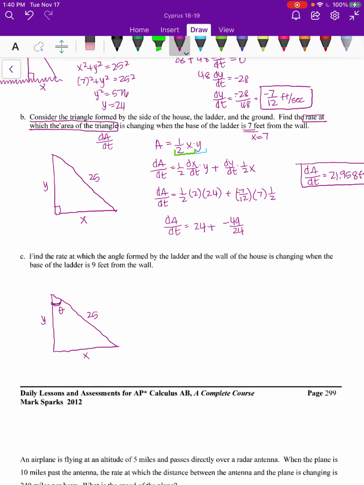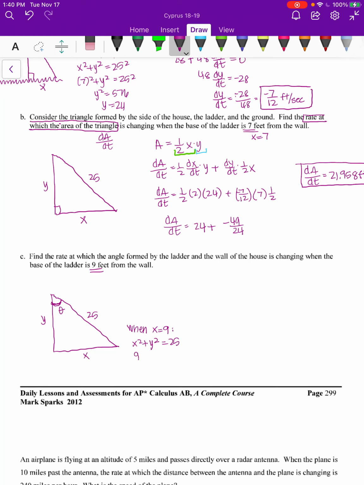Well, the angle from the ladder and the wall is the top one up here. And I'm just going to call that theta. Now it's asking when x is 9 feet from the wall, so I'm going to have to figure out what y is again. Just like I did in part A, I'm going to use the Pythagorean theorem. So when x is 9, what is y?